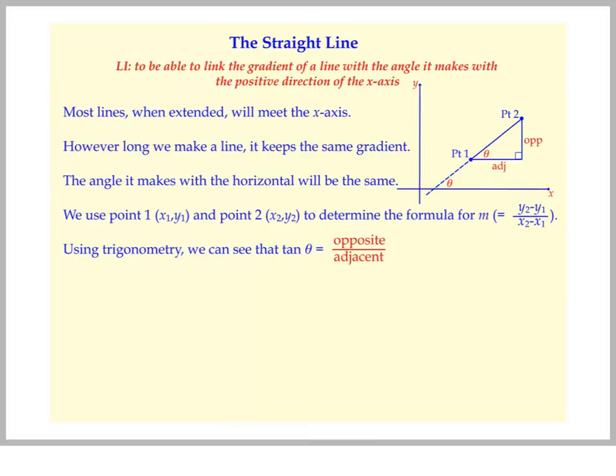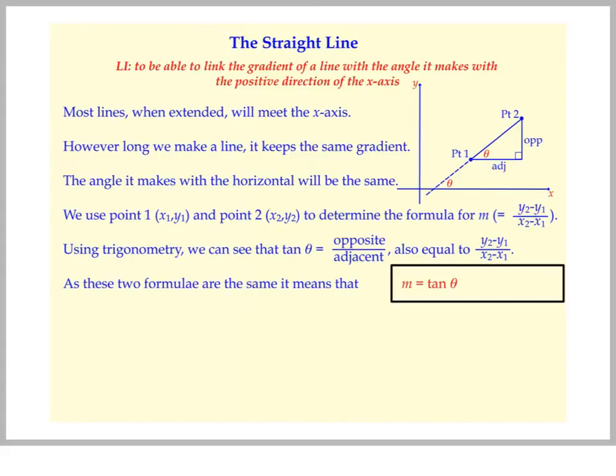What we can also do is use the idea of trigonometry using SOHCAHTOA. If we know that the angle in the triangle is theta, that's what we call that symbol, then tan theta is the opposite side divided by the adjacent side. Now we've already established that the opposite side is y2 minus y1, the distance in the y direction, and the adjacent side is x2 minus x1. So it's equal to the same thing.